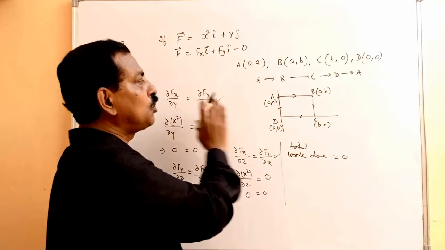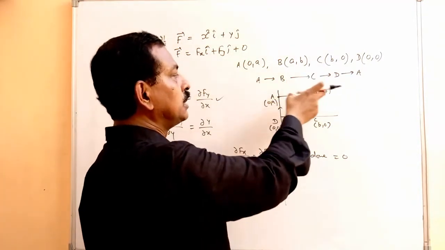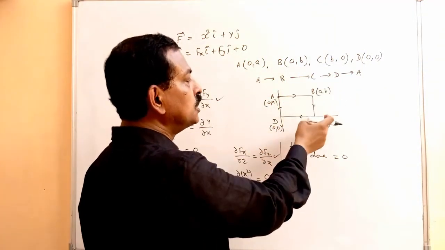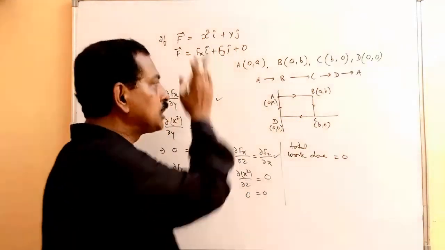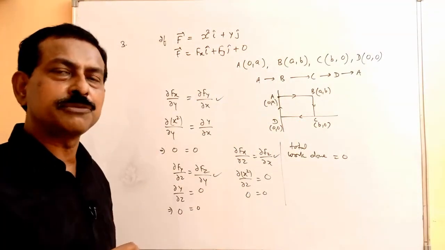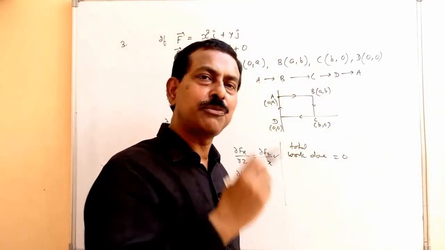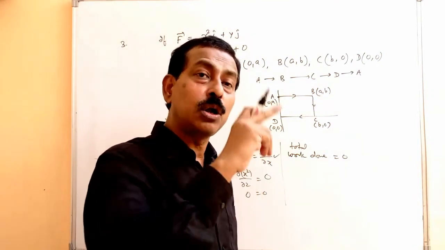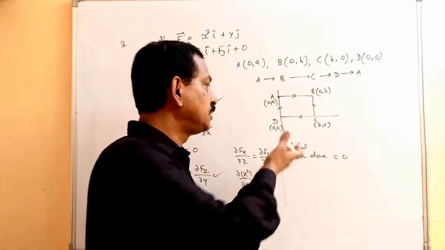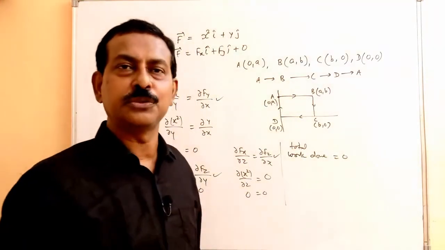So in this case, you need not find the work done in the displacements A to B, B to C, C to D, D to A. First, find out whether it is conservative or non-conservative. If it is conservative, then work done depends upon only initial and final positions. And in a closed path, it is 0. It is a closed path, so work done will be 0.